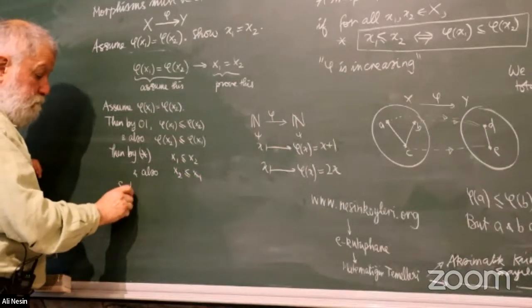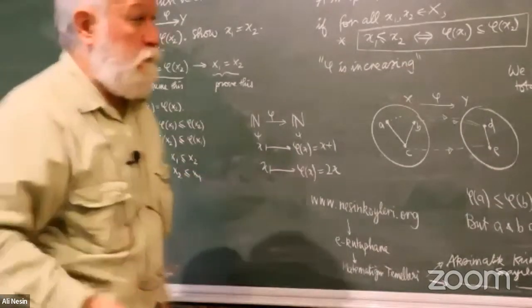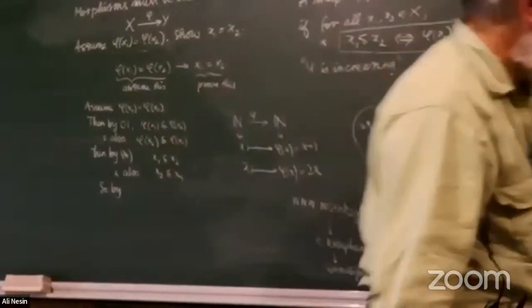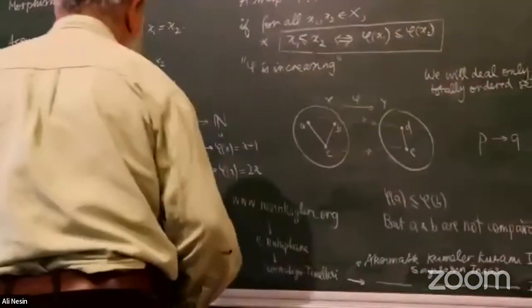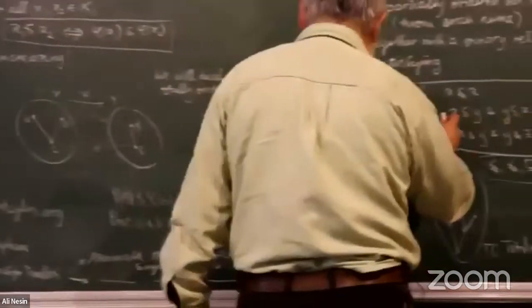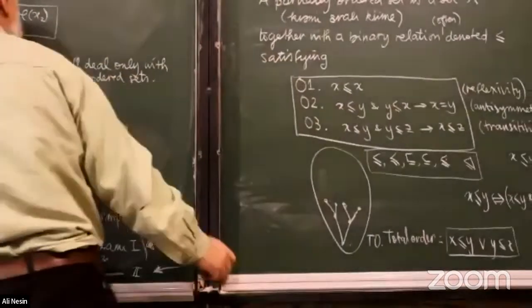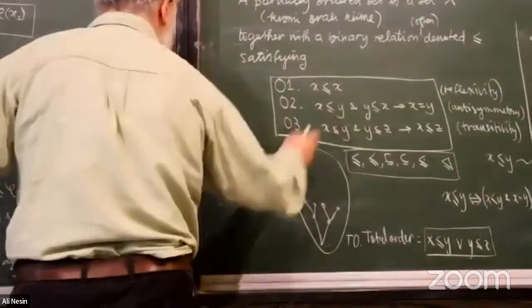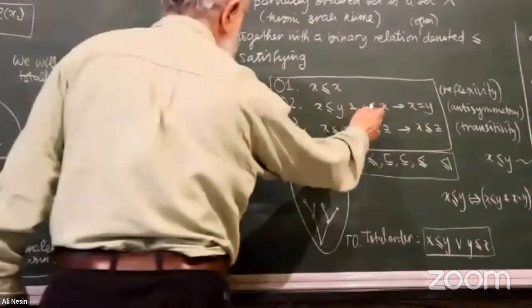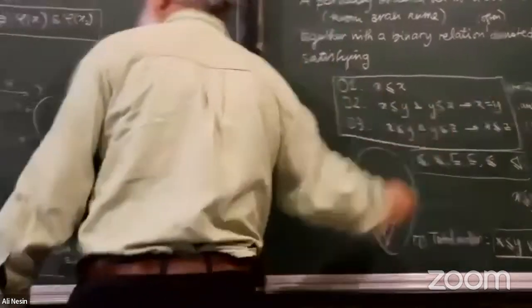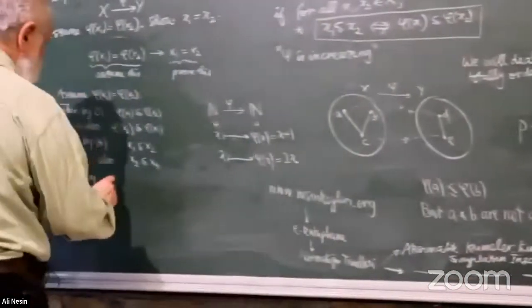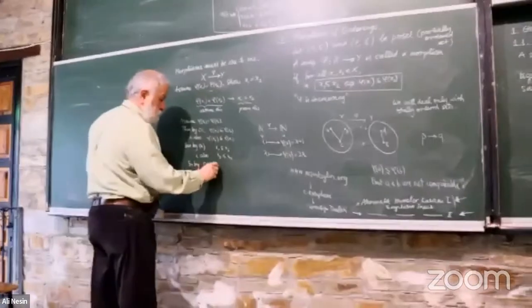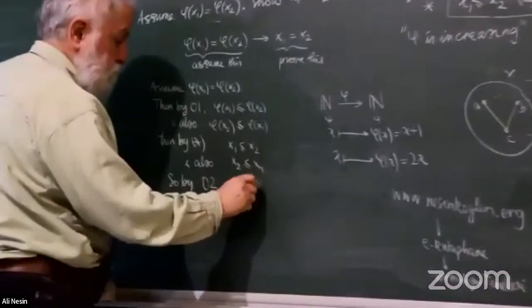So by O2, yes, by O2. You see, now x1 is less than or equal to x2. Now I can use it because I proved it. Before I didn't know it. x1 is less than or equal to x2, and x2 is less than or equal to x1. Therefore, x1 is equal to x2. So by O2, x1 is equal to x2.